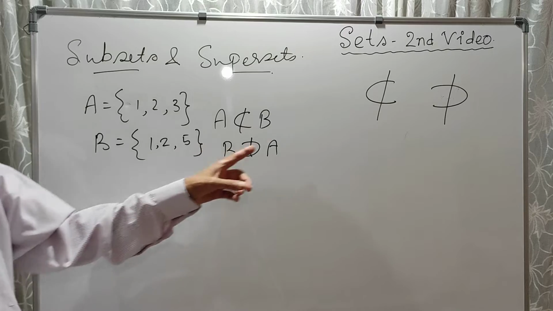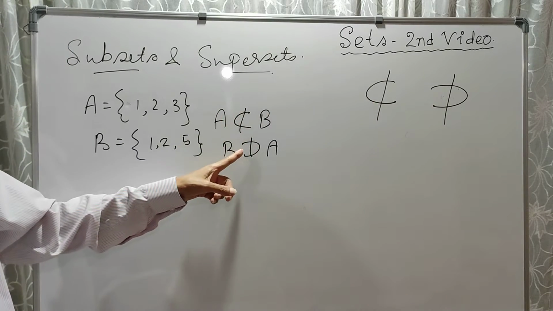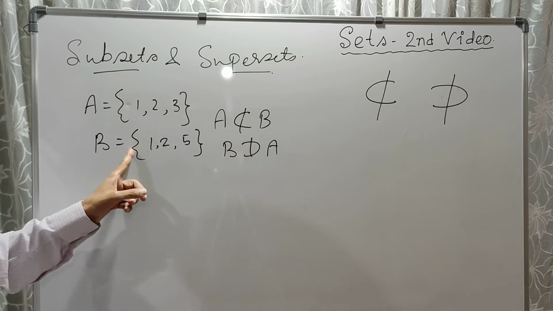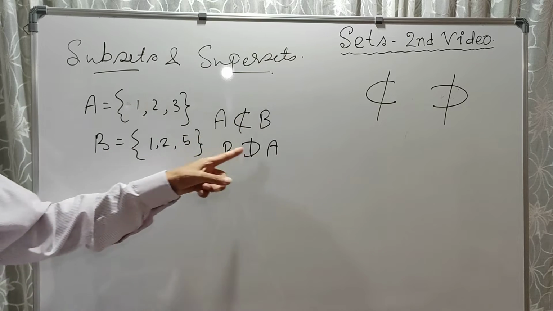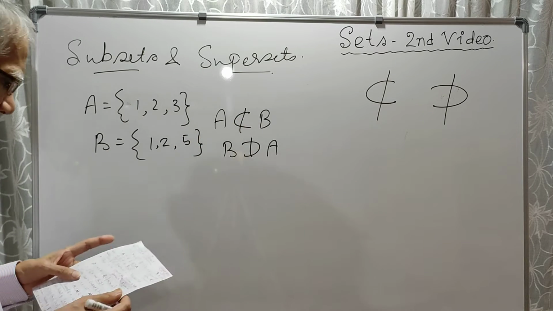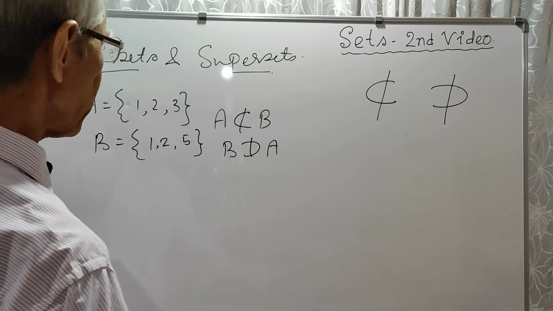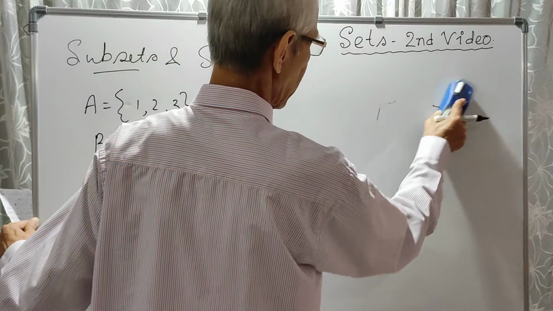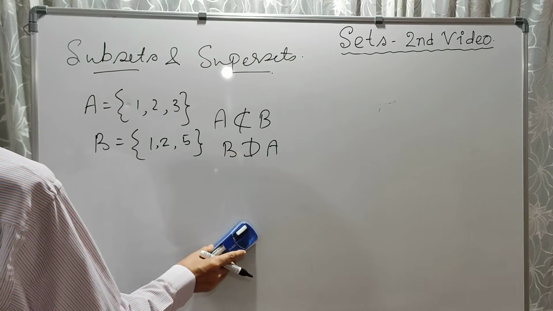Alright. So note these symbols, not subset and not superset. A is not a subset of B. Therefore, B is not a superset of A. These notations you have to use correctly because you cannot use any other notation. Is it clear?